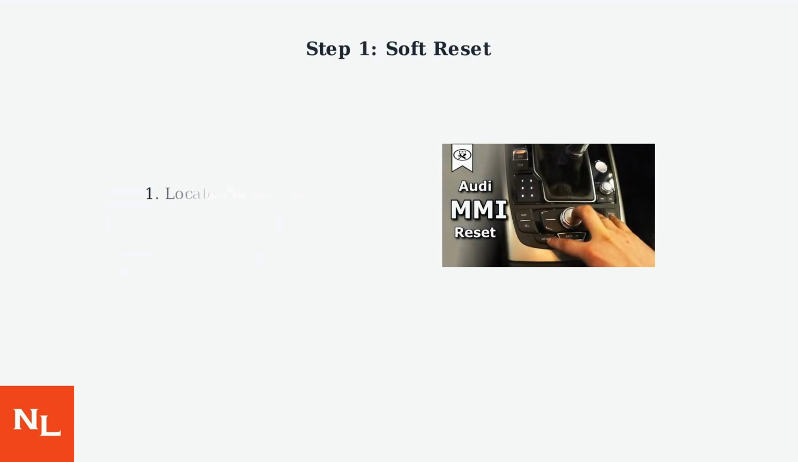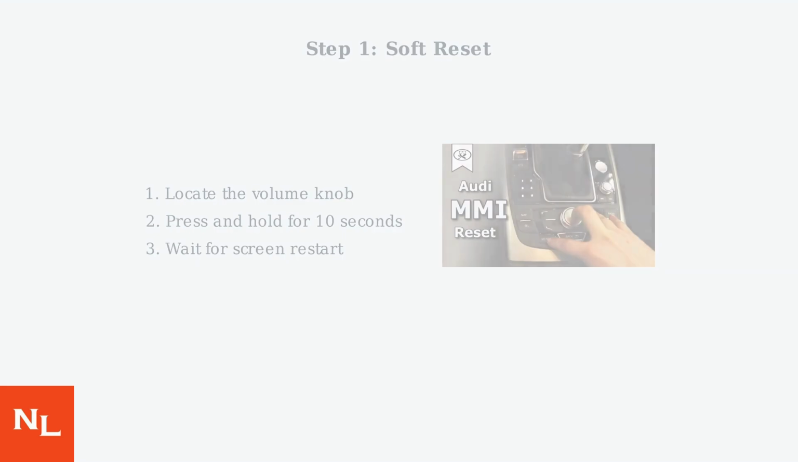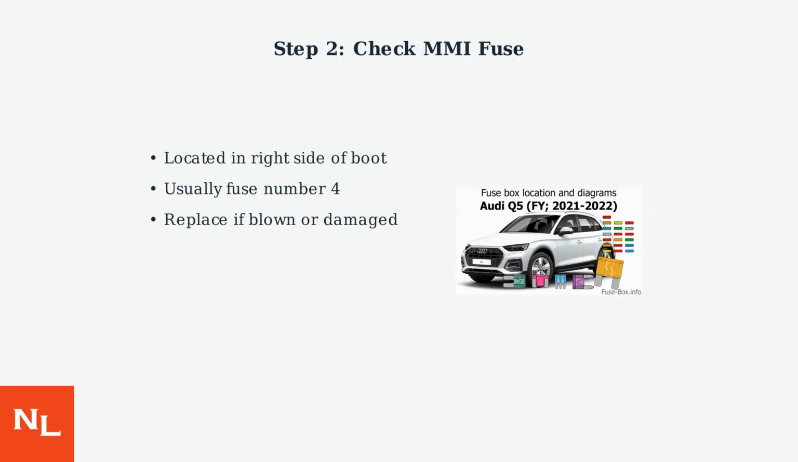The first troubleshooting step is performing a soft reset. This simple procedure can resolve most software-related issues and system lag problems. If the soft reset doesn't resolve the issue, check the MMI fuse. This fuse is typically located on the right side of your vehicle's boot or luggage compartment.